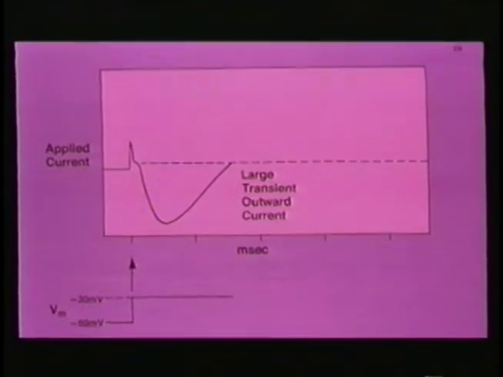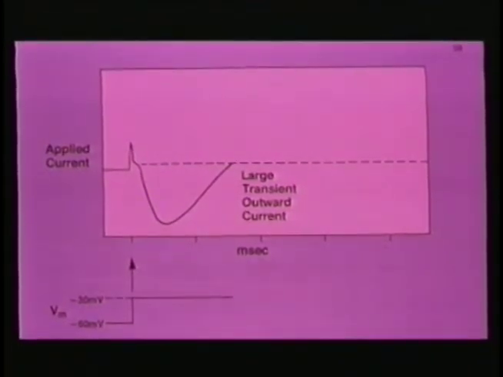However, after a short time, the feedback amplifier must provide a large transient outward current in order to continue to hold the membrane at minus 30 millivolts.